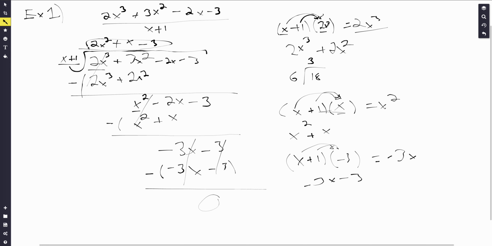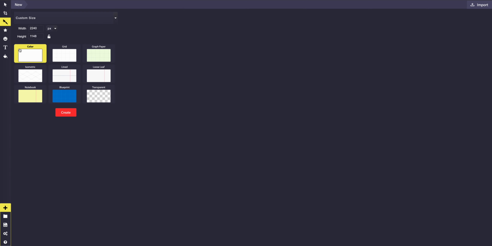So that's how you do polynomial long division. And I'm going to go over more examples now to hopefully make it more clear. But that's basically the process you have to do. So let's go over to our next example. I'm going to call this example 2.